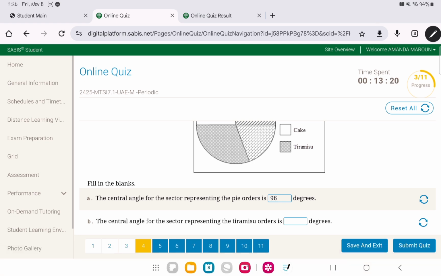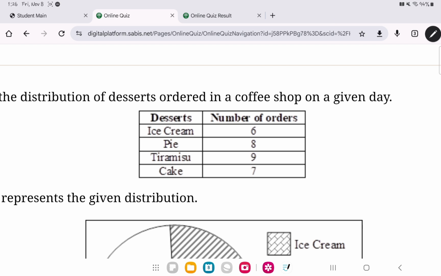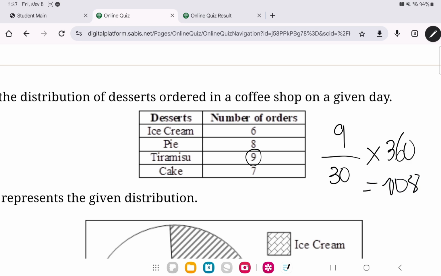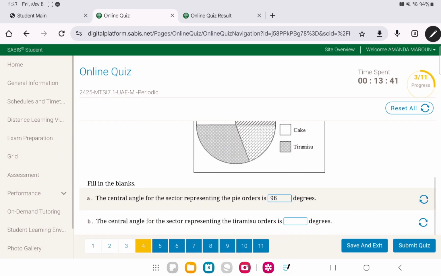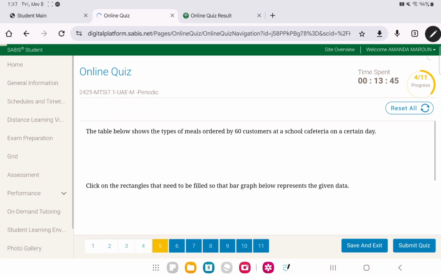Now, for the second one, they need the tiramisu order. So we check the tiramisu, 9. 9 over the total, which is 30, then multiply it by the total angle, which is 360. So 9 over 30 times 360, you are going to get 108. So here, the central angle is 108 degrees.